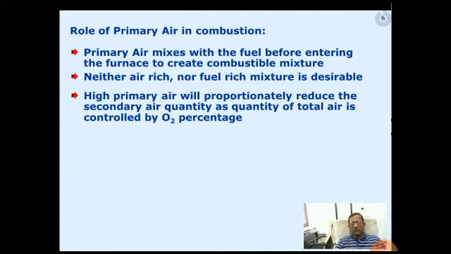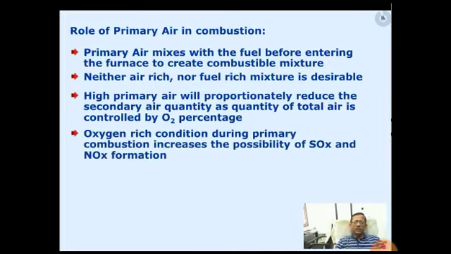If that does not happen, then one thing is definitely going to happen. If you are using more primary air, it is going to reduce the secondary air. Why? Because we are controlling the total air by O2 measurement. The excess air is controlled by excess O2, which we measure at the APH inlet. So if you are using a higher proportion of primary air, that is definitely going to reduce the secondary air, right?